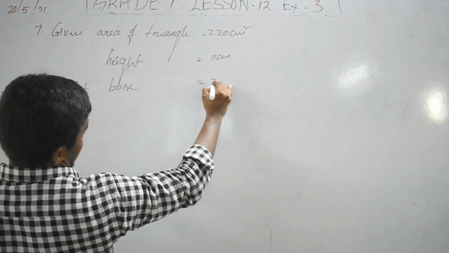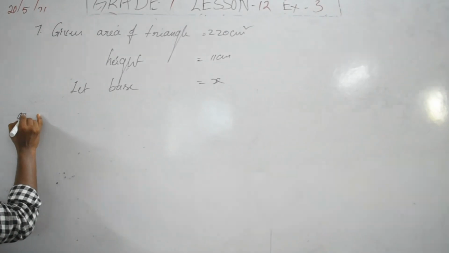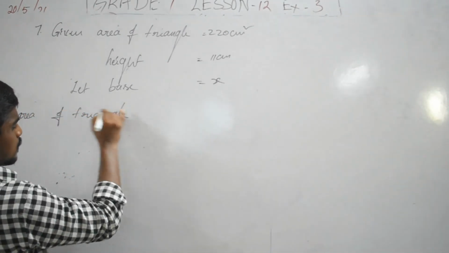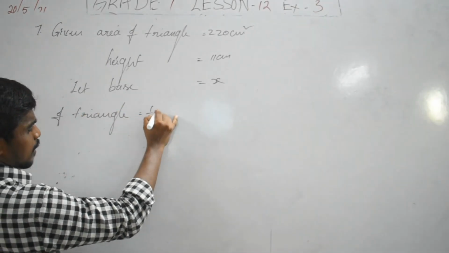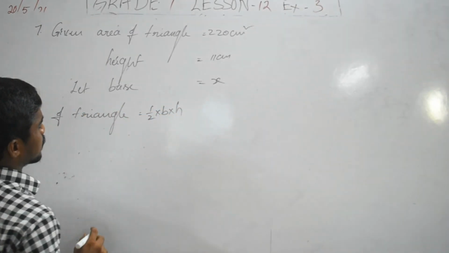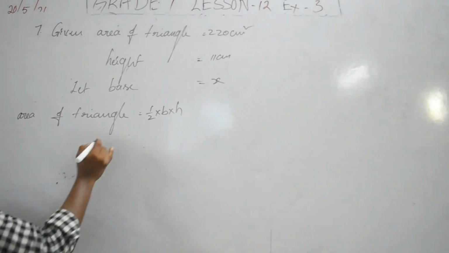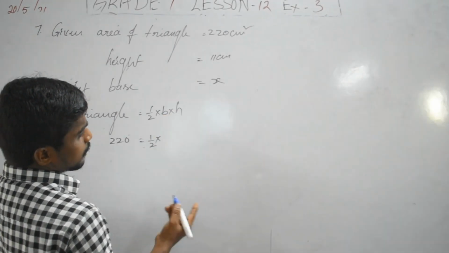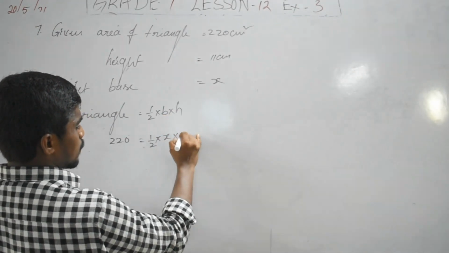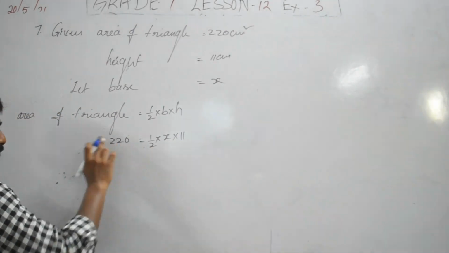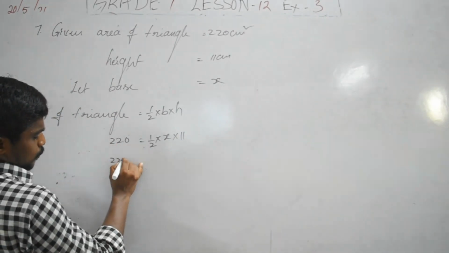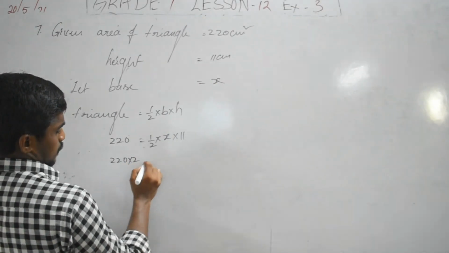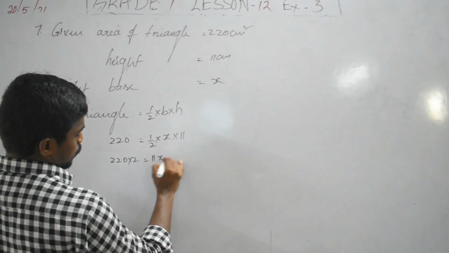be x. So now we know the area of the triangle equals half into base into height. Area of the triangle is 220. Base, how much? We don't know, x. Height, how much? 11. So this 1 by 2 moving this side: 220 into 2 equals 11 into x, 11x.